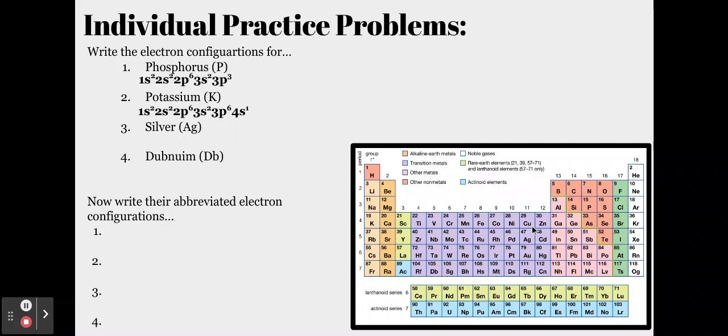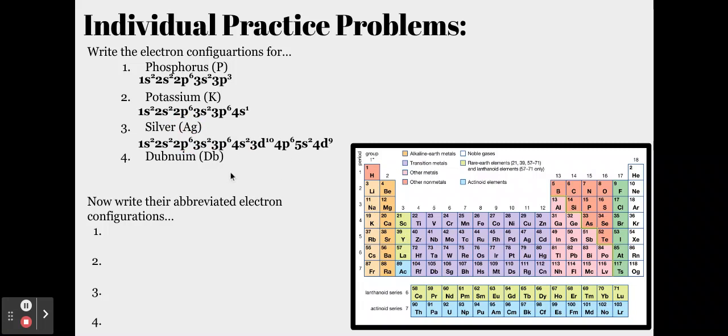Now for silver, you go through 1s2, 2s2, 2p6, 3s2, 3p6, 4s2, 3d10, 4p6, 5s2, and then 5d9, or 4d9. Sorry, it's 4d9.